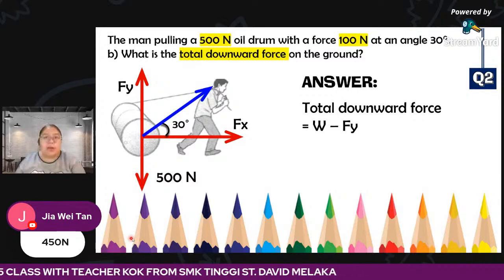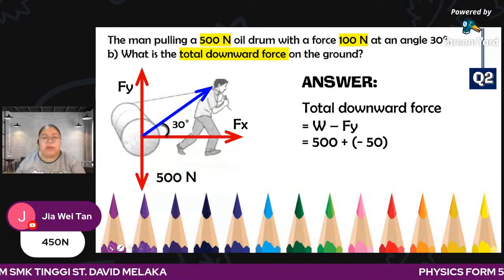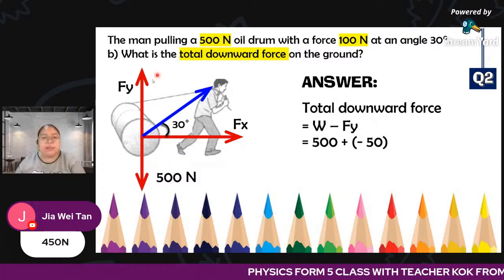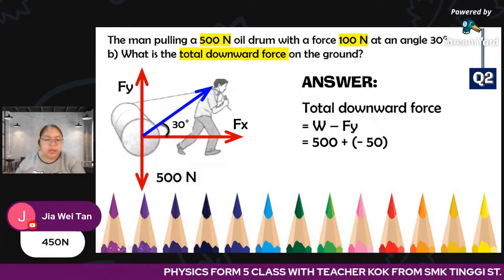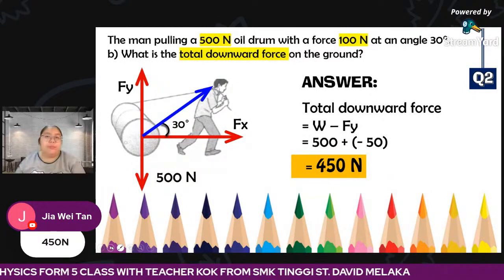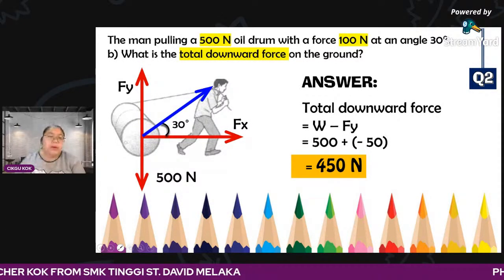Tan Jiawei also. Okay, so from here 450. So we check 500 plus, actually, then a bracket negative, because this Fy is in the opposite direction. So from here, the answer is 450 Newton. Okay, so everybody is good and can answer already. Okay, then we continue.